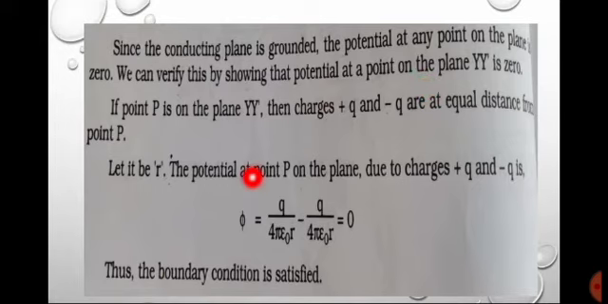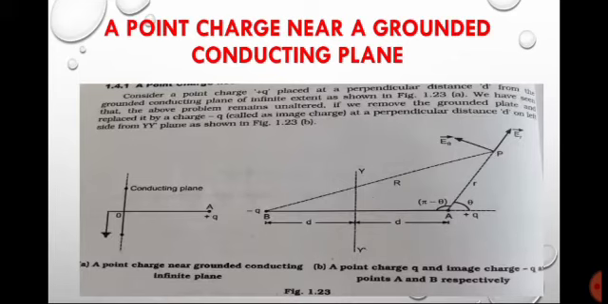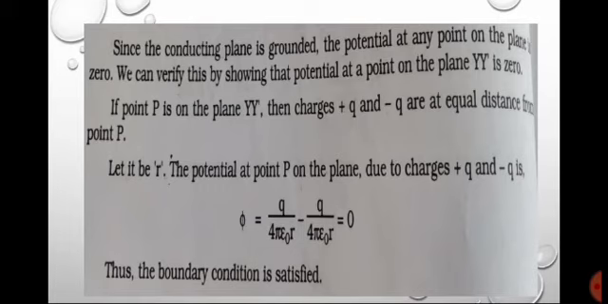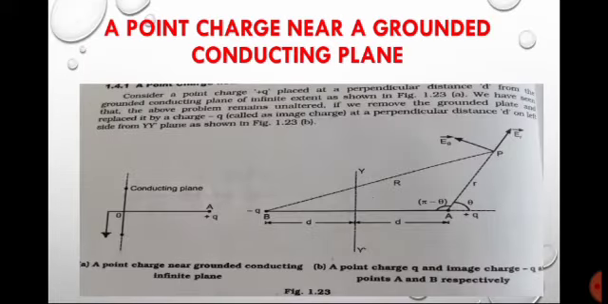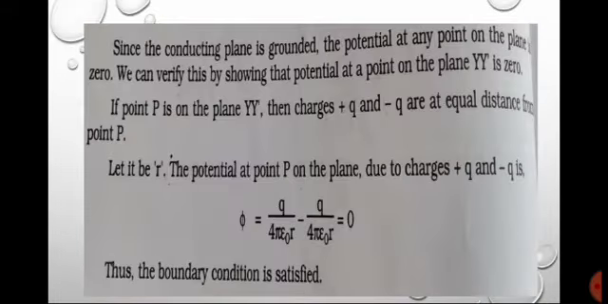If the point P is on the y plane, then charges plus q and minus q are at equal distance from point P. Let it be R. The potential at point P on the plane due to charges plus q and minus q is, so phi is equal to q upon 4 pi epsilon r minus q upon 4 pi epsilon r, which is equal to 0. Thus the boundary condition is satisfied.